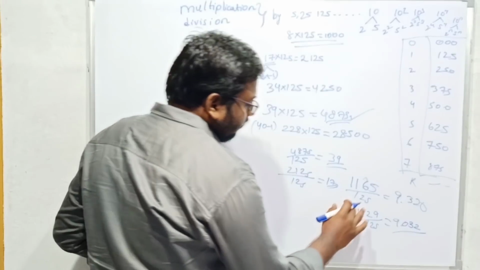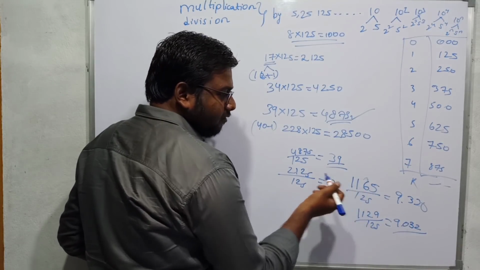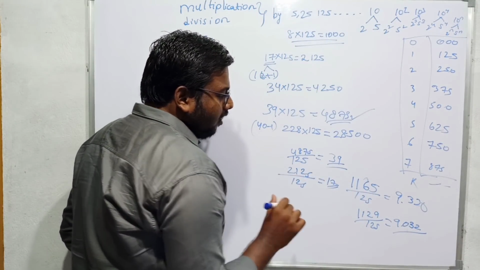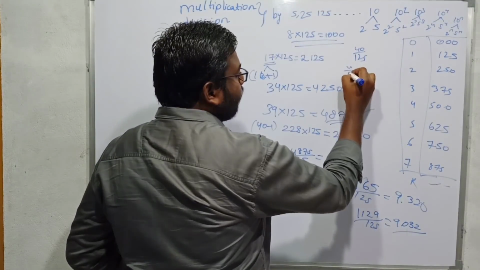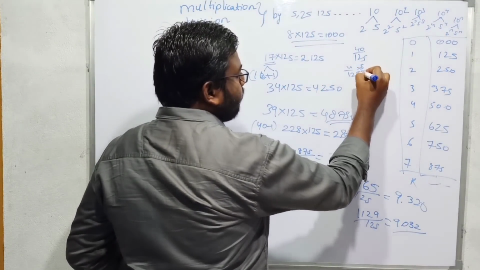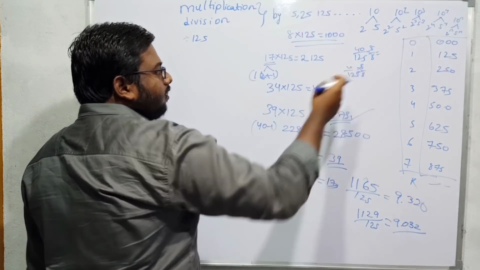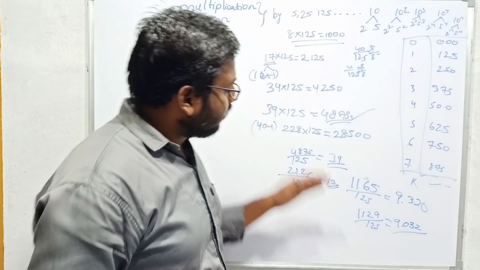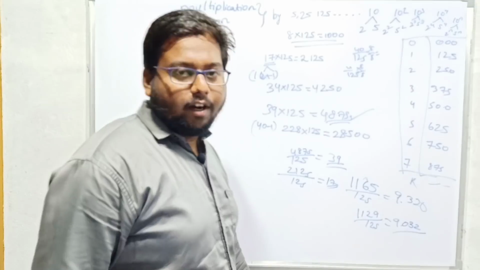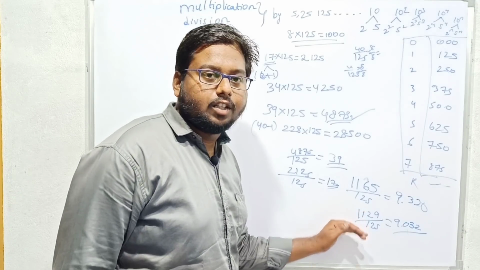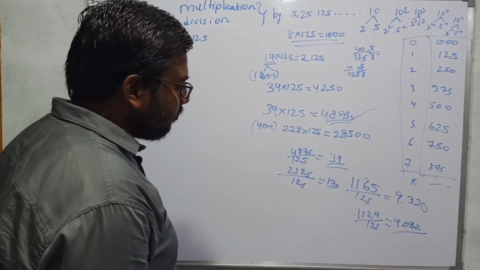Why? Because 1165, this is nothing but this can be split into 1125 plus 40 by 125. 40 by 125, this is 4 by 125. If I multiply this with 8 by 8, this is 320 by 1000, this is 32 by 1000. 32 by 1000 is 0.032, 320 by 1000 is 0.32. This is the difference between these two. So like this you can solve any type of examples, any type of problems.